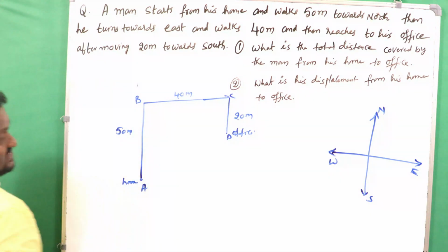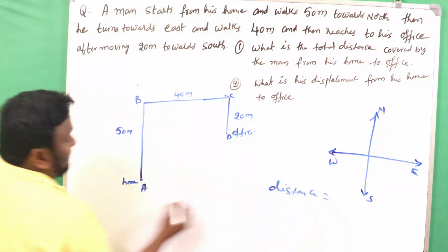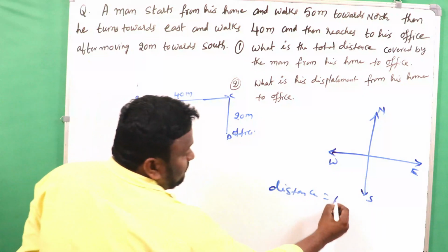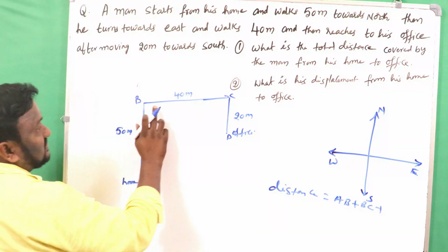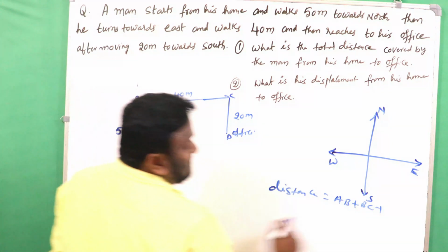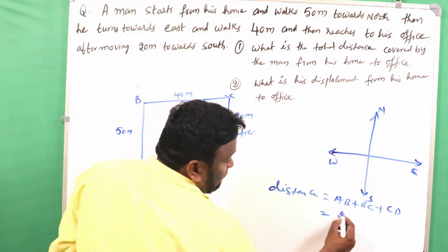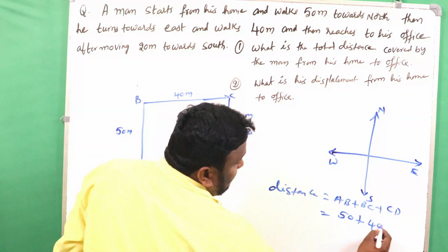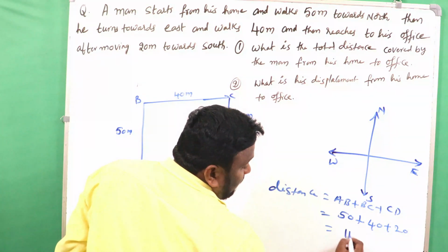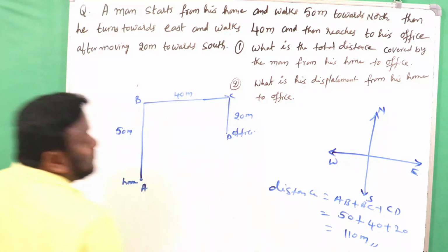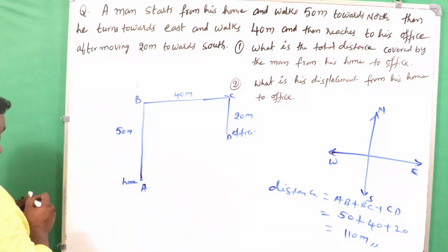Now what is the distance? Distance is equal to AB plus BC plus CD. So AB is what? 50 meters and BC is what? 40 and CD is 20. 50 plus 40, 90, 90 plus 20, 110 meters. So distance is what? 110 meters.